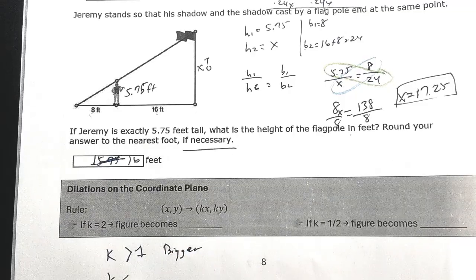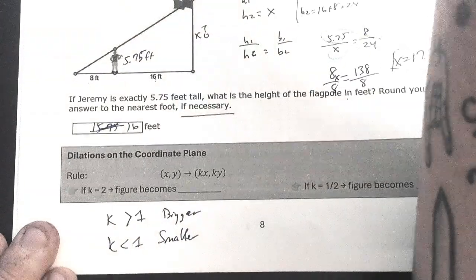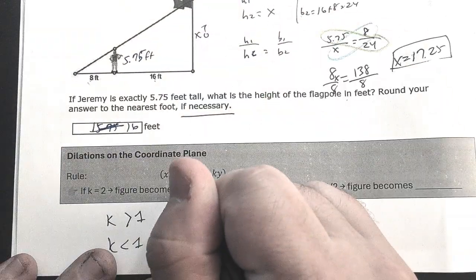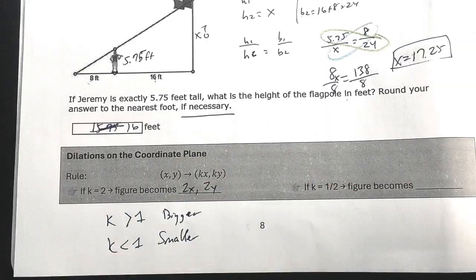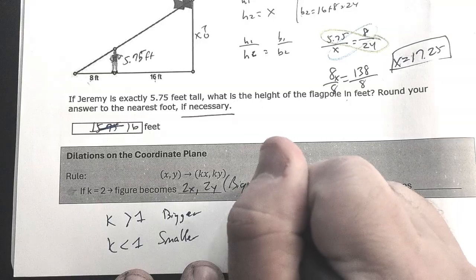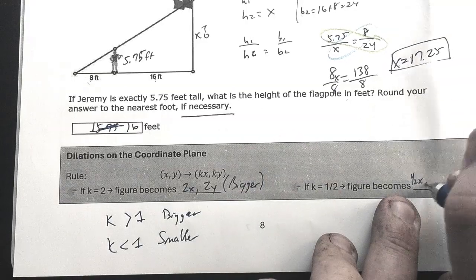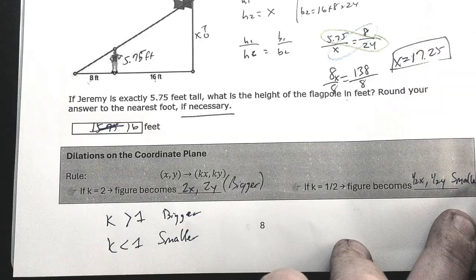And if k is less than 1, it gets smaller. And if k is 1, well, 1 times anything is that number, so it would stay the same. So here, it would be 2x, 2y. And then if it was half, oh, well, it's also bigger. And over here, it'd be 1/2 x, 1/2 y, and that is smaller.